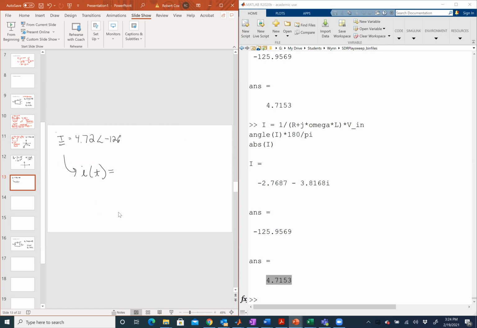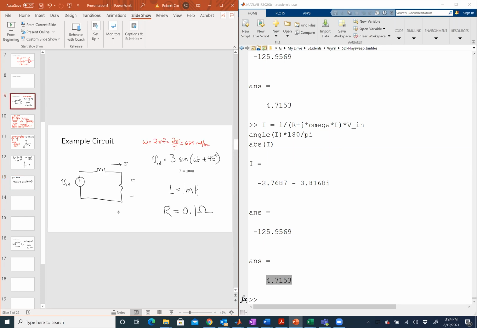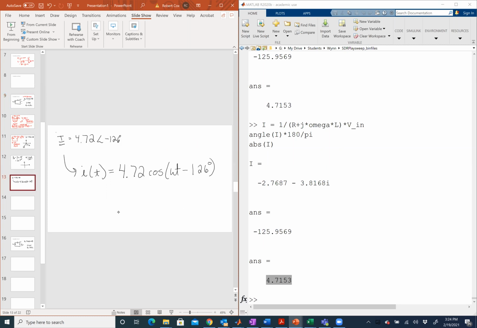What would that look like? It's 4.72 cosine with the same frequency, then plus negative 126, right? So I have a negative 126 on that. So in other words, I've just determined what that guy is in the time domain. What that's saying is if I take this circuit and put in this particular input, the current I is going to have the form that I've written right there. Okay. You guys follow that?